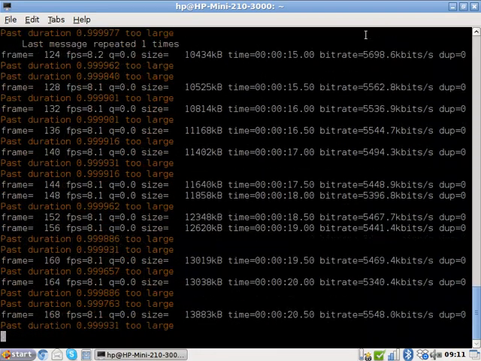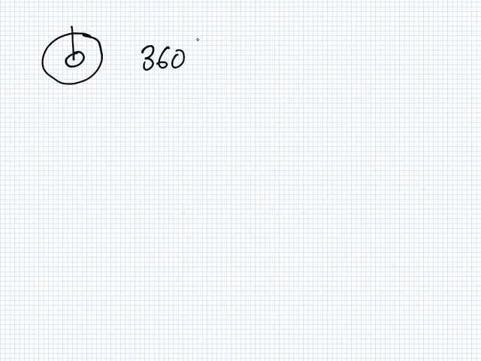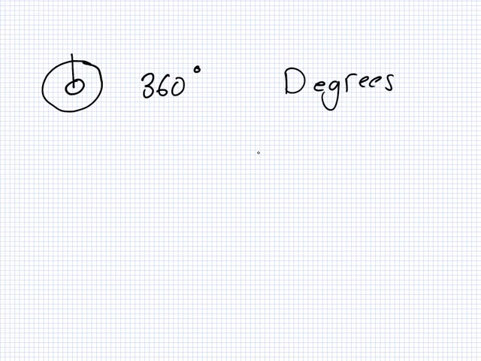So the first way, which is most familiar, is we can measure angles using degrees. So in one full circle we have 360 degrees. Can we see okay? Yeah.